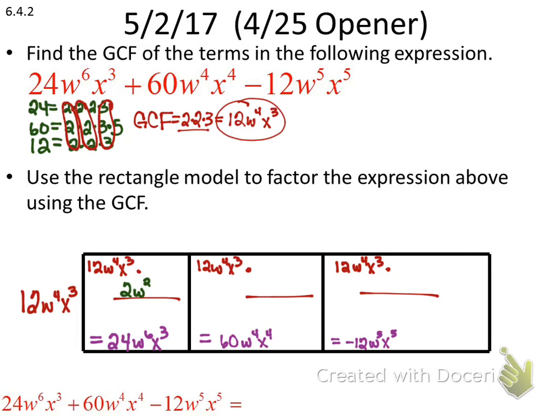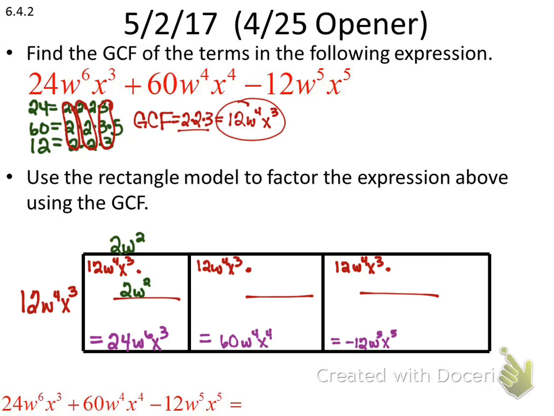I have 3 x's here and 3 x's here. So do I need any more? No. So the width of this section is 2w squared. Okay? Give me what else? So now I'm ready to go to the width of my second section.